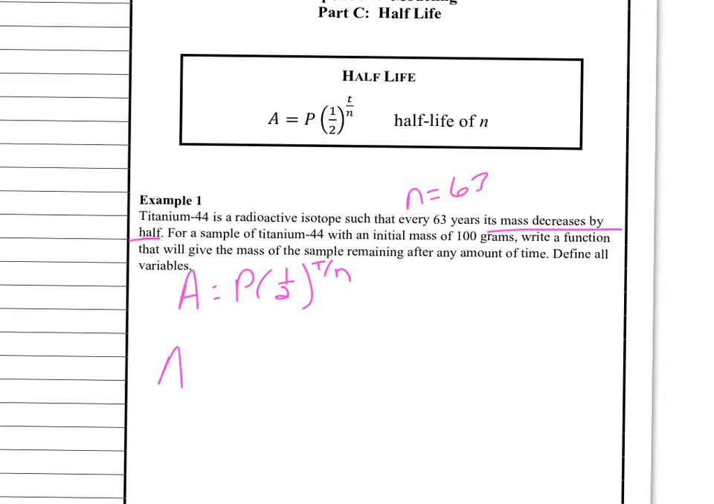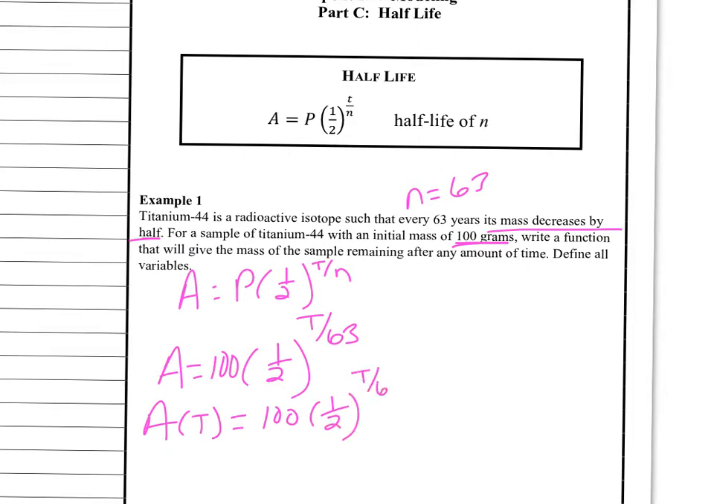So what are we starting out with? According to the problem, we start off with 100 grams. And we're going to see T over 63. Now again, that can be written in function notation if you want. It's not the end of the world if you don't, unless of course it says write it in function notation, and then apparently it is.